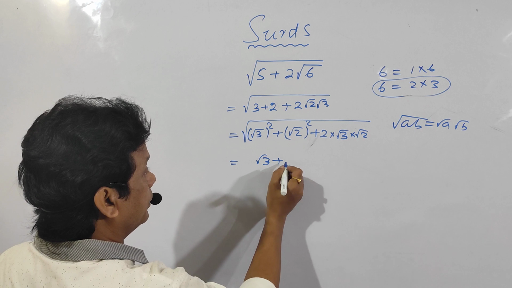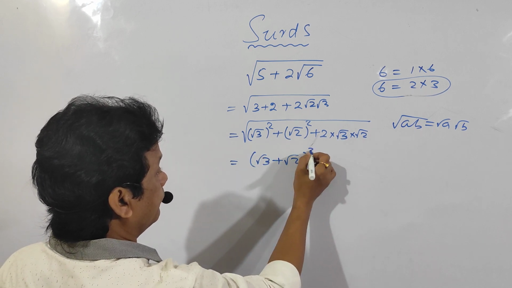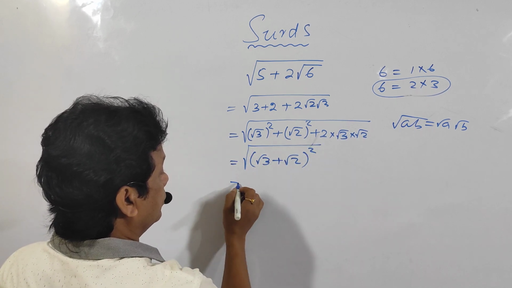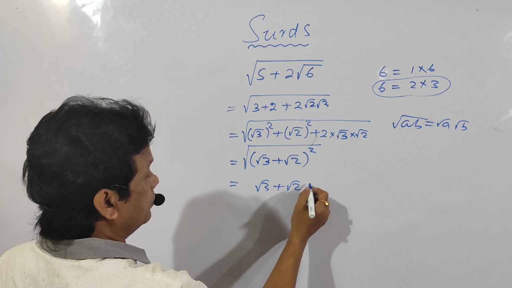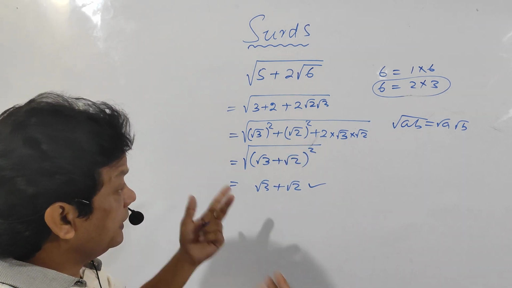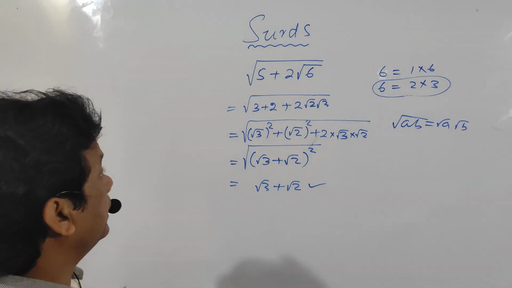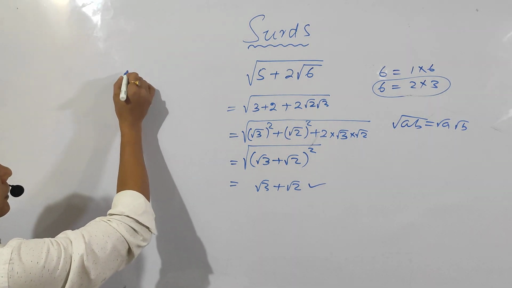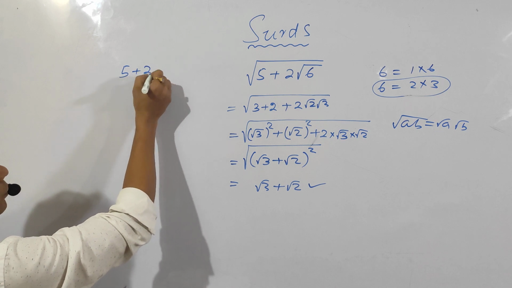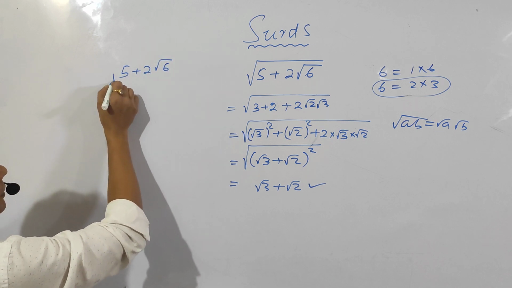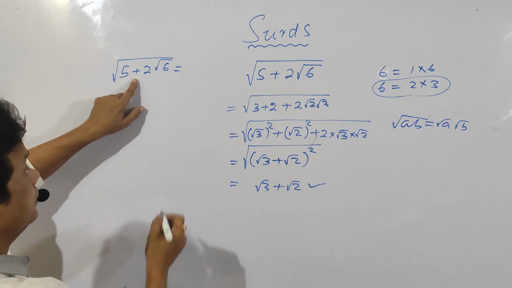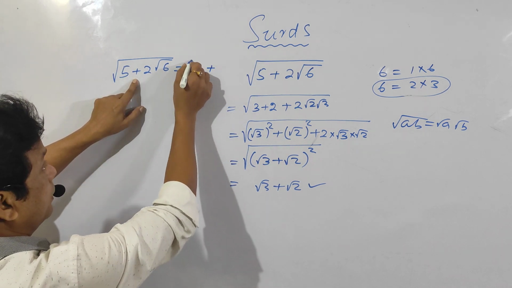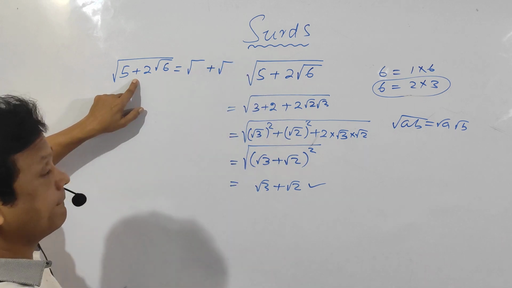Root 3 plus root 2 whole square. And the square root is there. So the answer is root 3 plus root 2. The square and the square root cancel out. So the answer is this one. So how to write directly? Directly you can write like this: root over of 5 plus 2 root 6 is equal to. If there is a positive sign here, you should write plus here. Square root of this one, square root of this one.